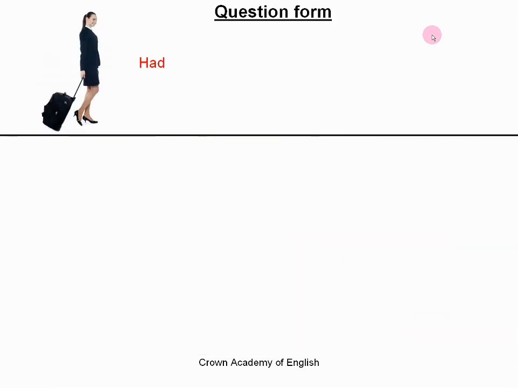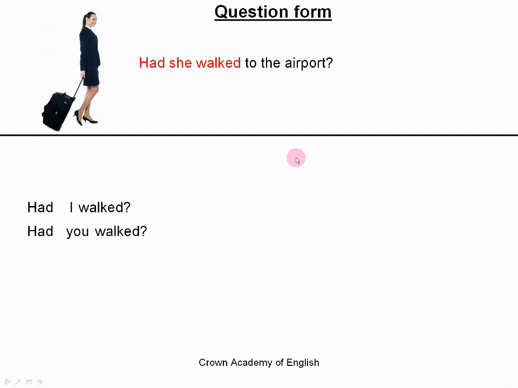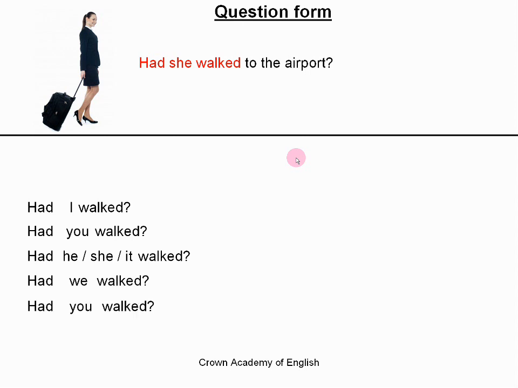Question form: had she walked to the airport? Had I walked? Had you walked? Had he, she, or it walked? Had we walked? Had you walked? And had they walked?